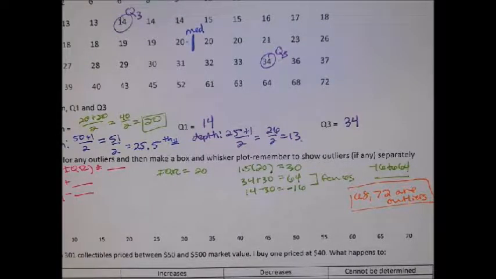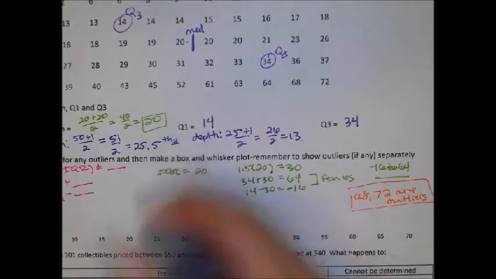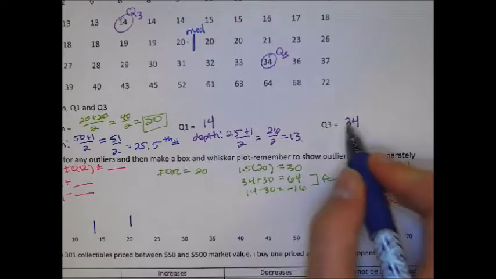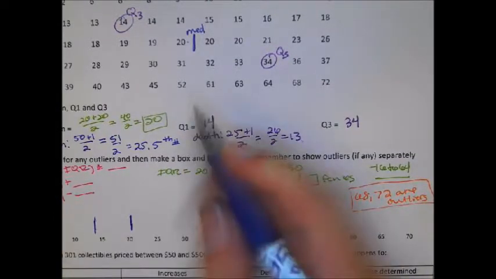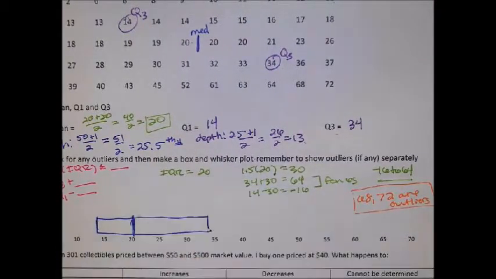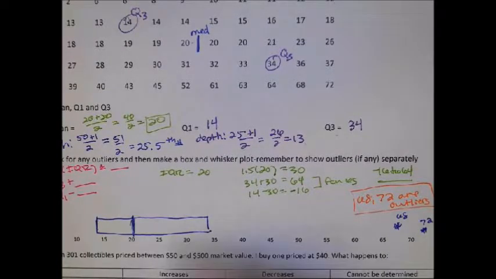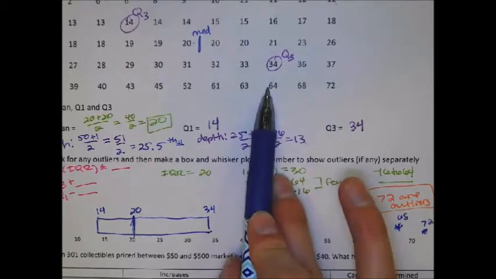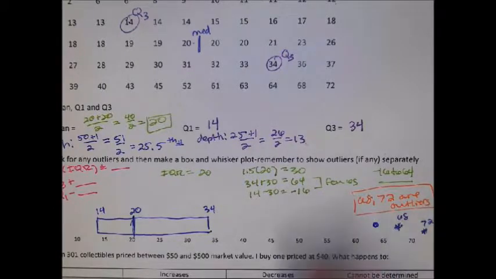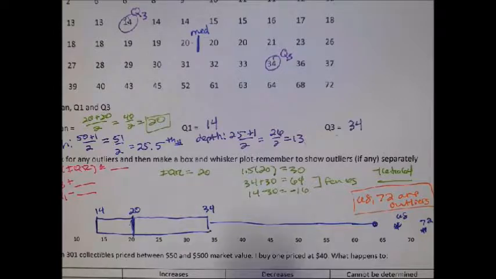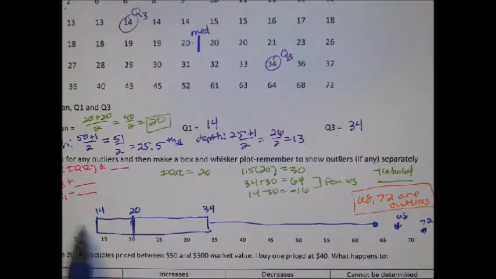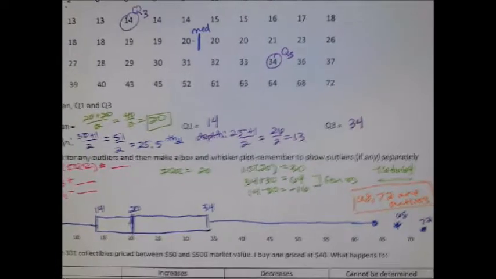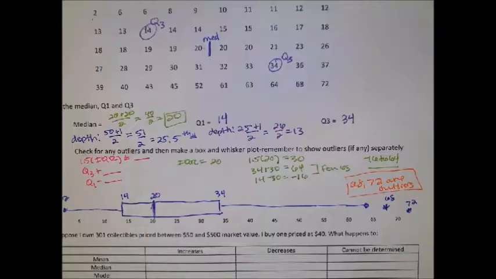Let's go ahead and make our box and whisker plot. I have my median at 20, Q1 at 14, Q3 at 34, and I have outliers at 68 and 72. Let's write these numbers here also. So 68 is an outlier. What's my next one? 64, so that's where my maximum goes. It's a really long whisker. And my smallest is 2. Oh, you can't see the 2. There's my modified box and whisker plot.